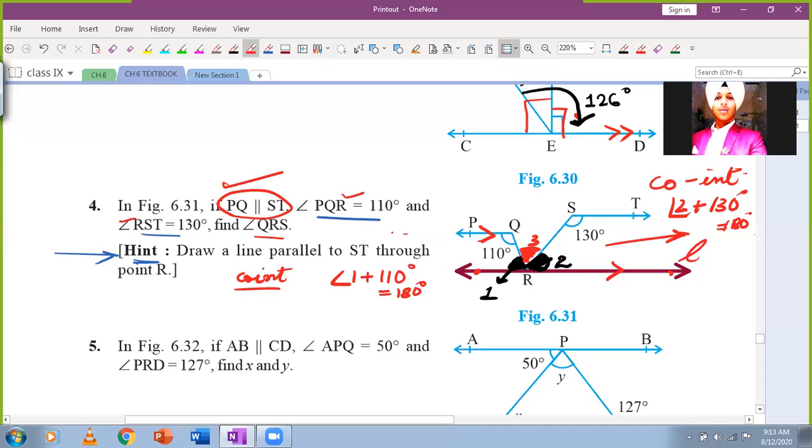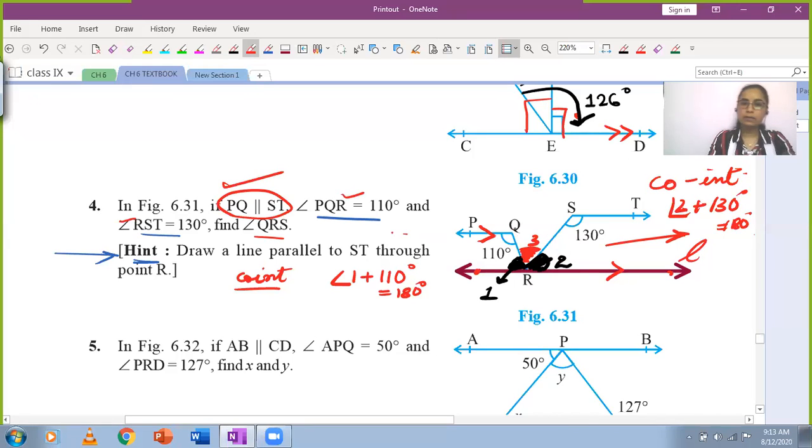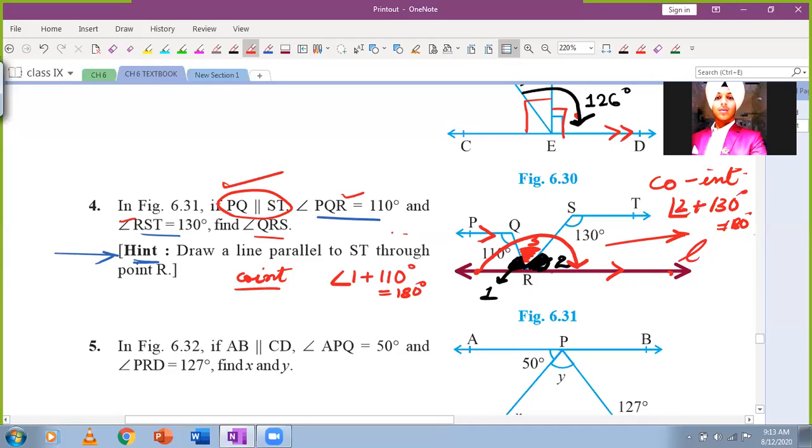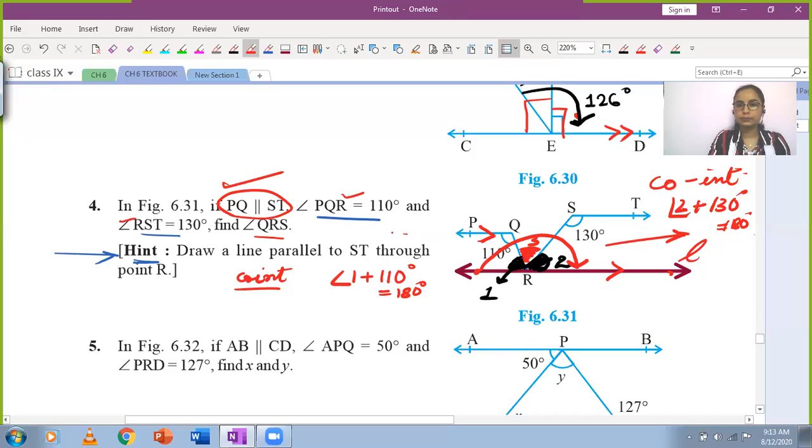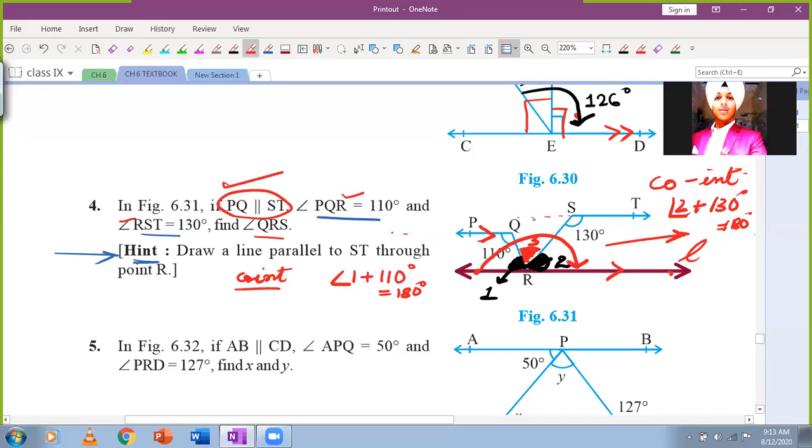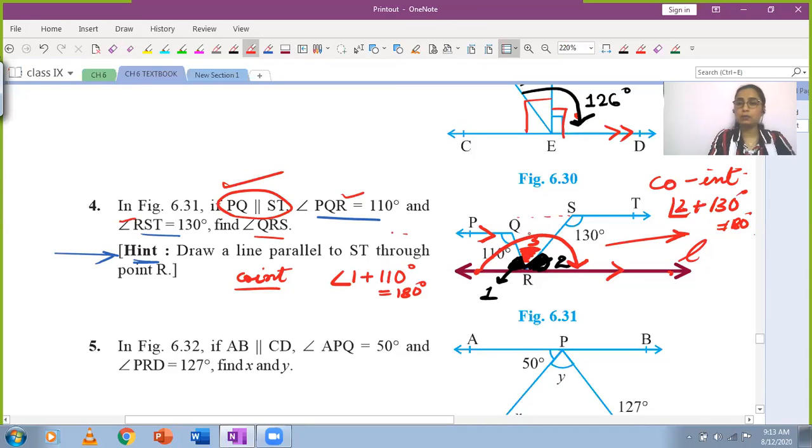Yes. And once you have angle 1 and angle 2, you can apply the property that angles 1, 2, and 3 are angles on a straight line, and then you can find angle 3. And then you have the third option also. You can also produce ST, but that won't help. In that case, you will have to produce QR also. We can also do angle 1 plus angle 3 is equal to 130. Yes, you can also do that. That will be alternate interior angles.